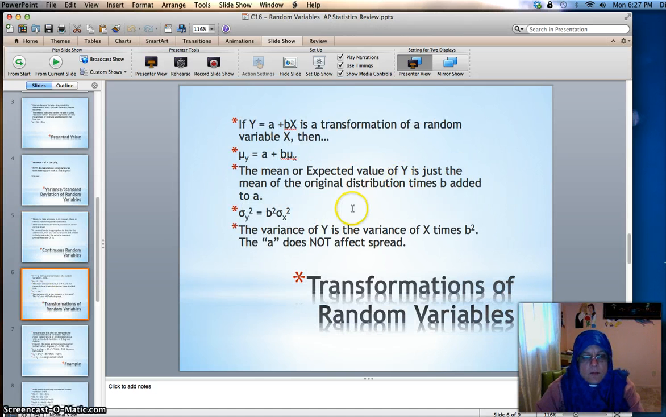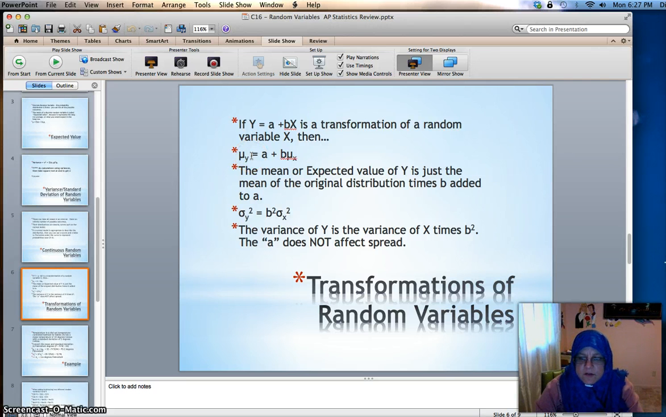Okay. So a couple other things we talked about in Chapter 16, though, is transformations of random variables. So a random variable Y could be a plus bX, where X is a random variable. Okay. So if we are taking a random variable and we are multiplying everything in the distribution by something and then adding something to everything in the distribution, right? That's a linear transformation. The mean, how does it change?